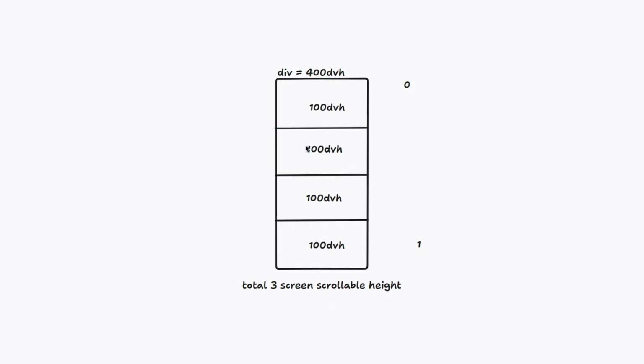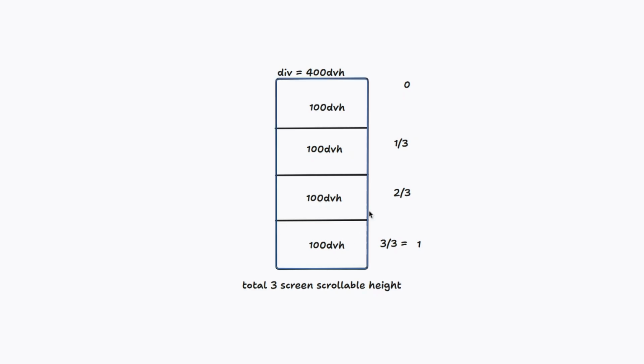Now to reach to this section, from this section we have to scroll 1 section out of 3 scrollable sections. Similarly, to reach to this section, we need to scroll 2 out of 3 scrollable sections. So here, if we scroll 3 sections out of these 3 sections, that will be equal to 1, and the math seems to be right. We will be at this last section.